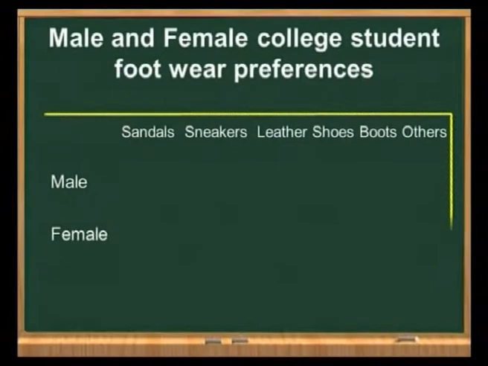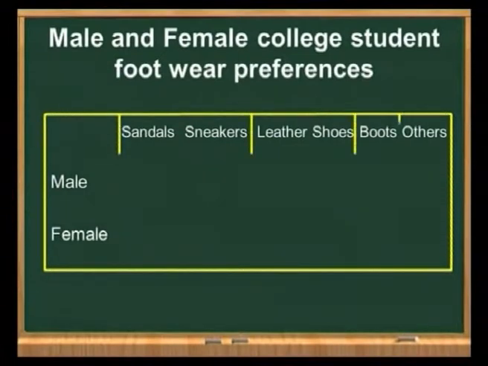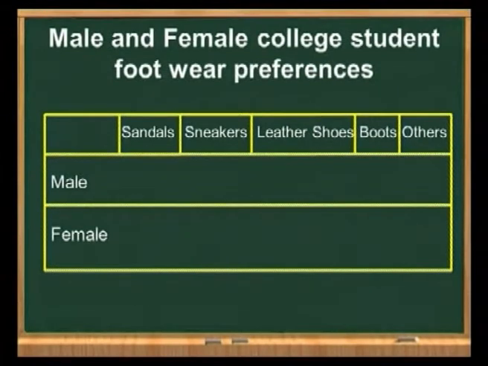To see any patterns or systematic relationship between gender of undergraduates and reported footwear preferences, we could summarize our results in a table like this: male and female college student footwear preferences. In the columns, we have sandals, sneakers, leather shoes, boots and others, whereas in the rows we have the gender, that is male and female. Depending upon how our 50 male and 50 female subjects responded, we could make a definitive claim about the footwear preferences of those 100 people.